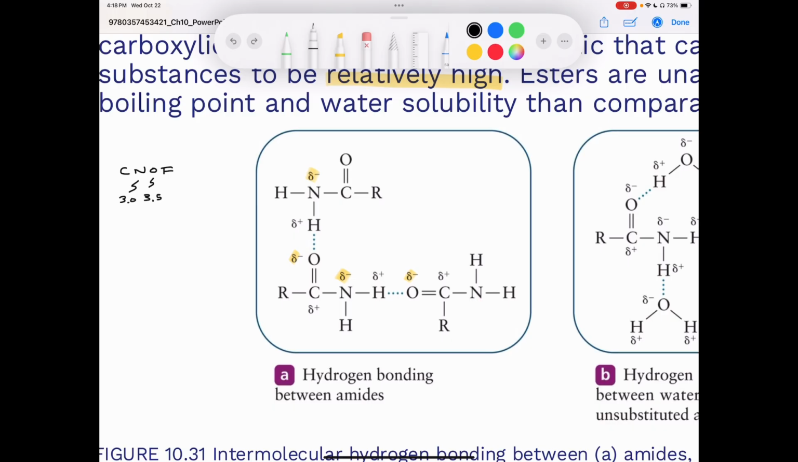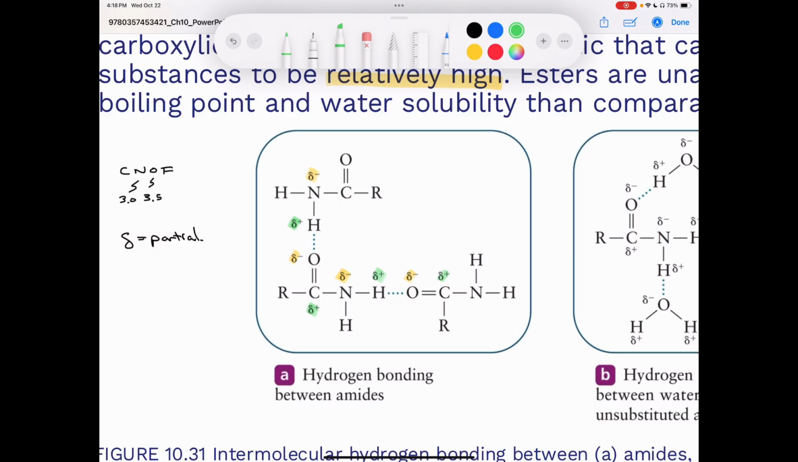Now remember, the delta stands for what? It stands for partial, right? So that means that these nitrogens and oxygens, where I have the yellow highlighter, all have a partial negative charge. And if they're partially negative charged, that means the hydrogens that they're attached to, like this one or this one here, are going to be partially positive. Furthermore, the carbonyl carbons are going to be partially positive as well.